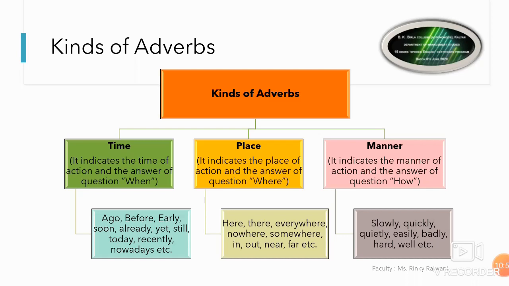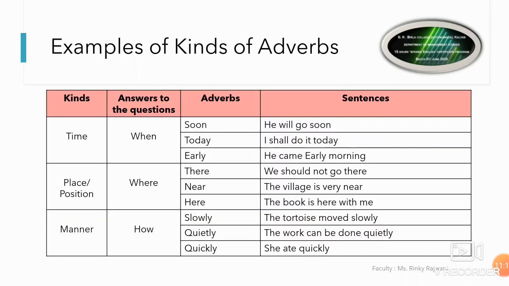So, it describes the manner of action, and it is based on the question how. So, manner is how, place is where, and time is when. So, here we had seen a further three-fold classification of adverbs, that is time, place, and manner. Let's move to the next one.